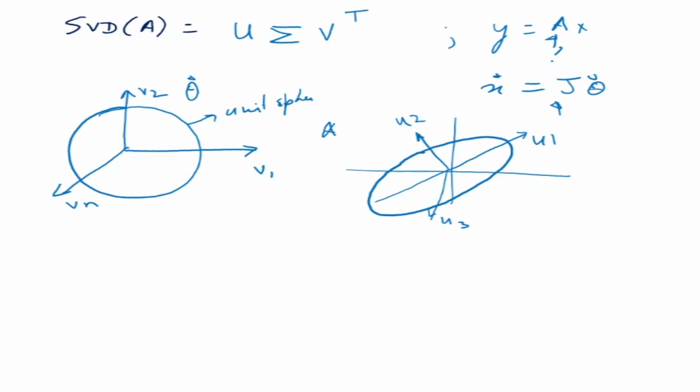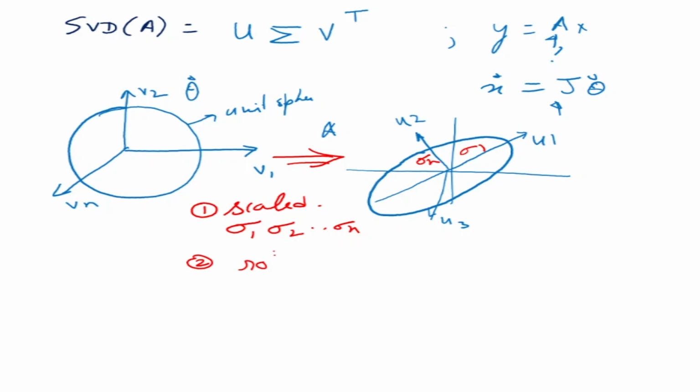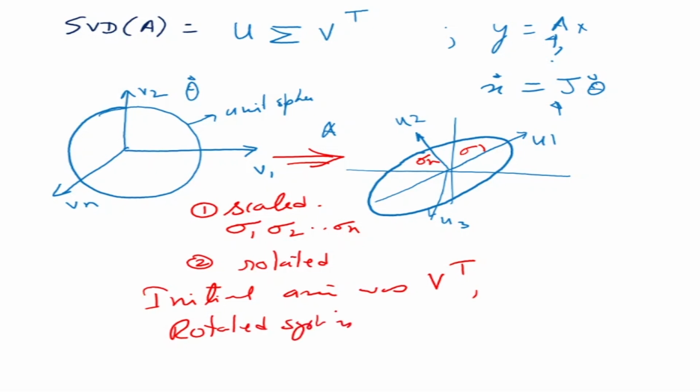So what is going on is that this unit sphere is being scaled. It is being scaled by what? It is being scaled by sigma 1, sigma 2 up to sigma n. This is my sigma 1 and that is my sigma n. First it is being scaled, and number 2, it is being rotated. So the initial axis was V transpose, and the rotated system is U.